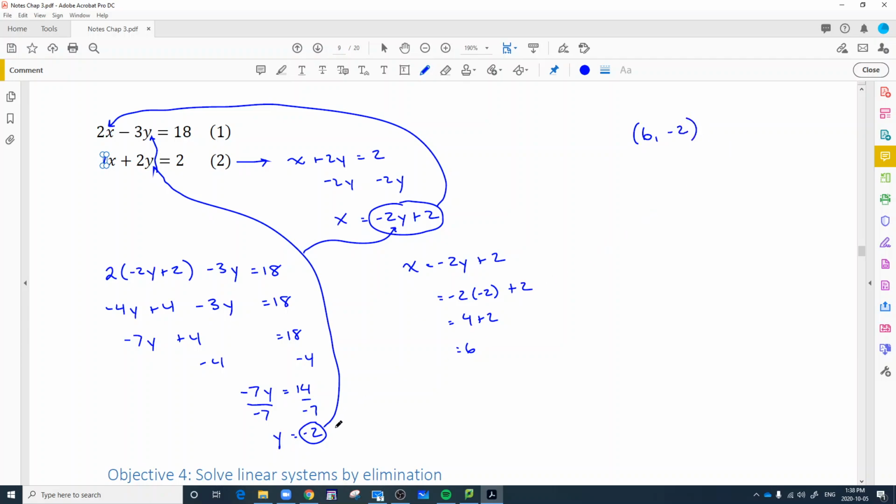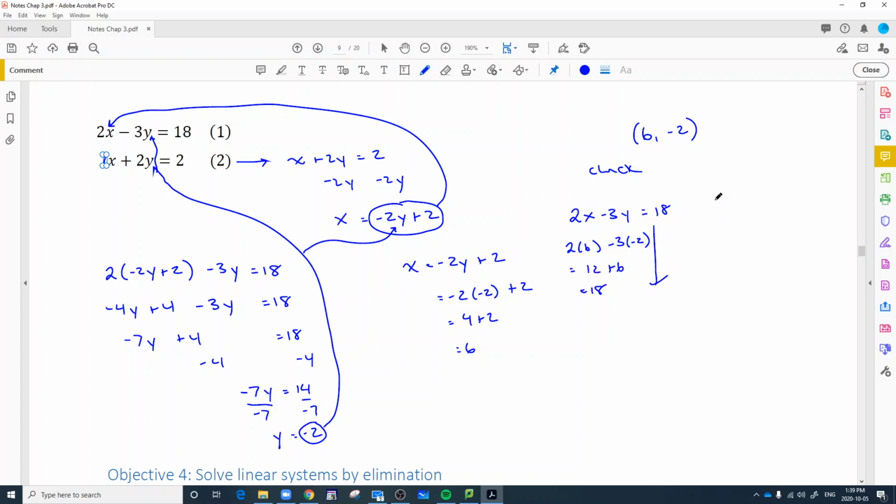Be careful. The first one you solve for is not always x, so make sure you put it in the right spot in your ordered pair. So now I'm going to check. I've got 2x minus 3y equals 18. I've got 2 times 6 minus 3 times negative 2. That's 12 plus 6, which is 18.